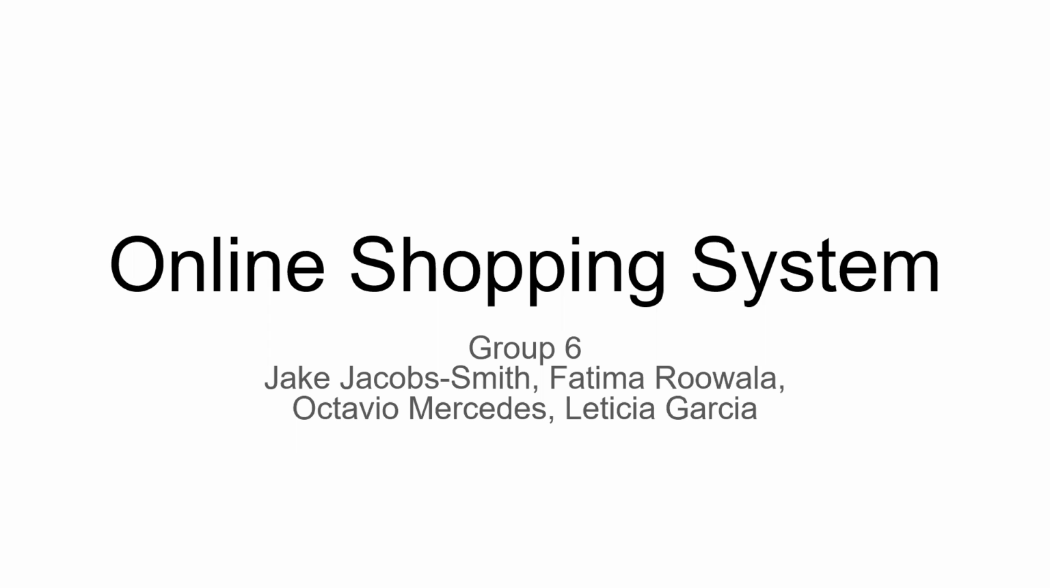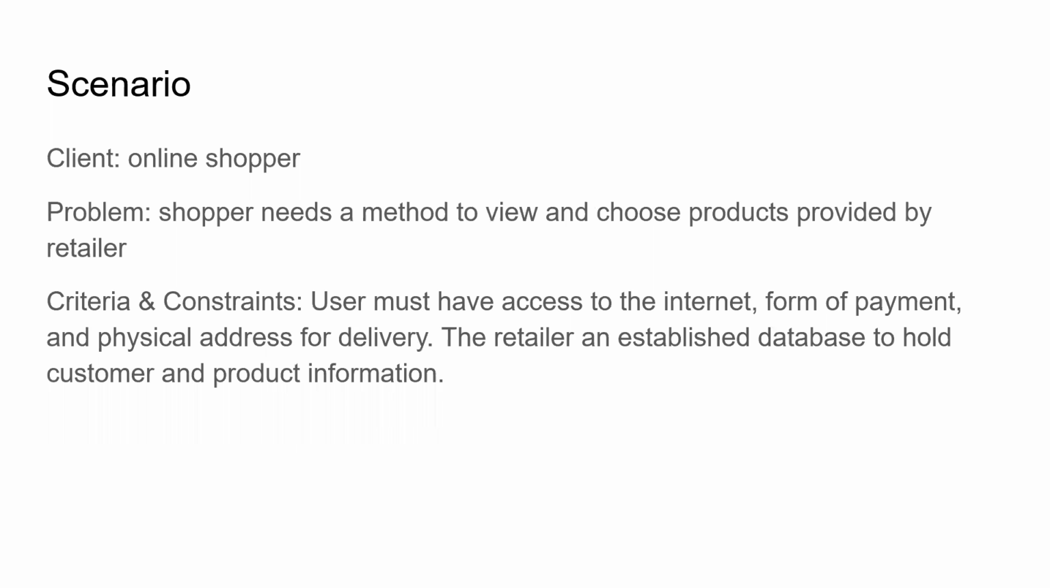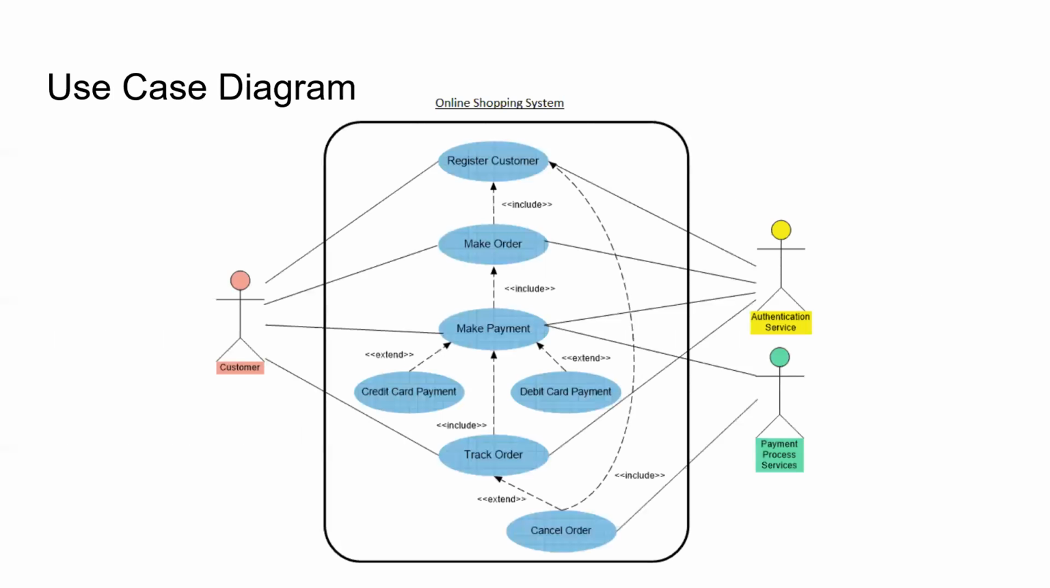And we came together to create an online shopping system. So the scenario: the client is just the everyday online shopper, and the problem is that the shopper needs a method to view and choose products provided by the retailer. The criteria and constraints: the user must have access to the internet, a form of payment, and a physical address for delivery. The retailer needs to have an established database to hold customer and product information.